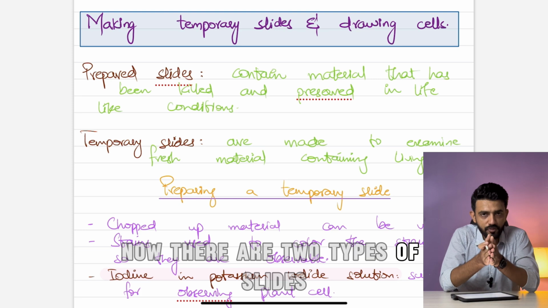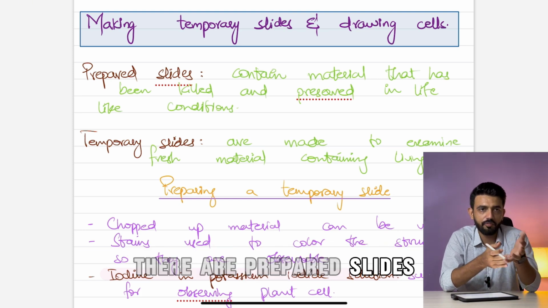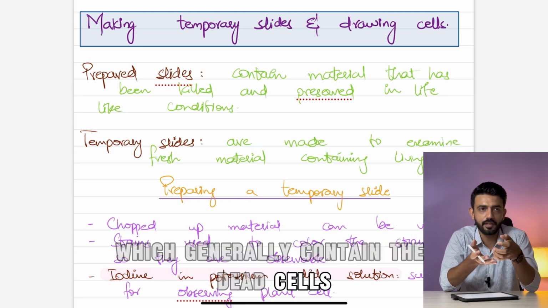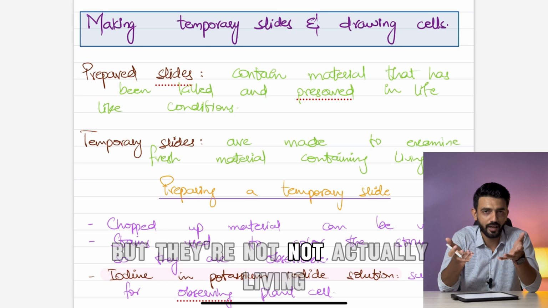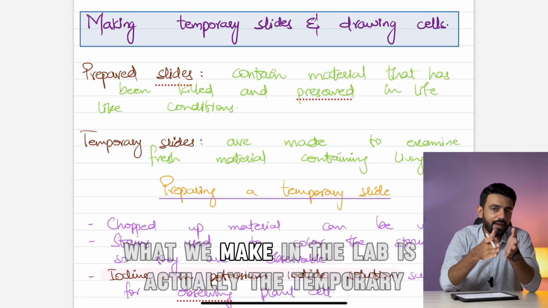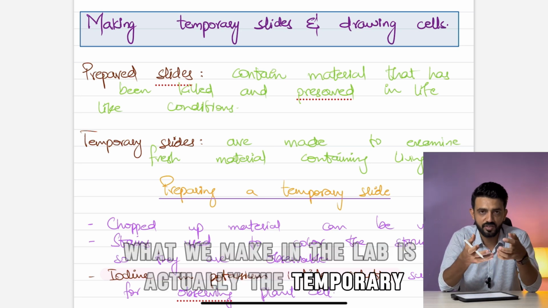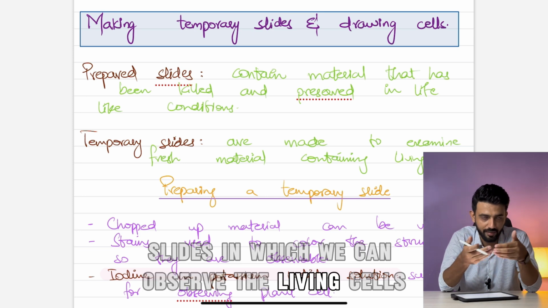Now there are two types of slides. There are prepared slides, which generally contain the dead cells. They have been preserved in life-like form, but they're not actually living. What we make in the lab is actually the temporary slides, in which we can observe the living cells.